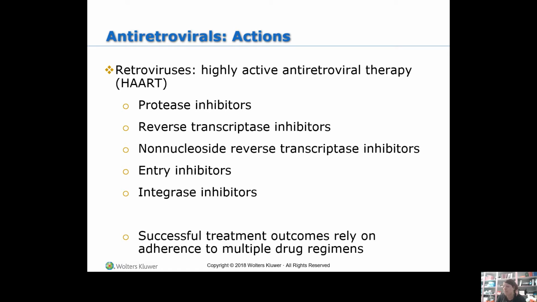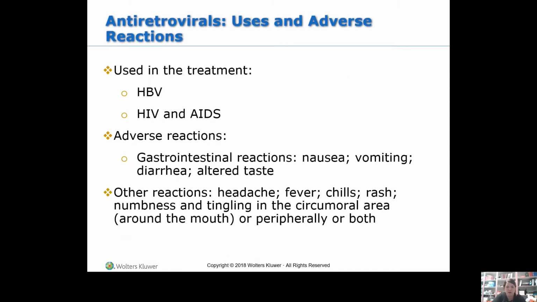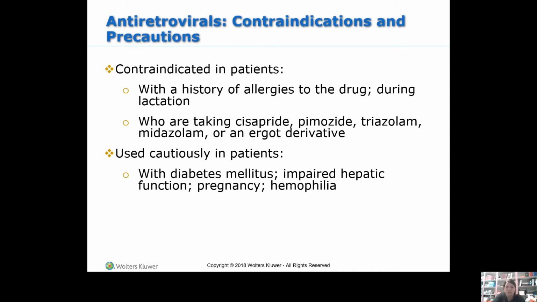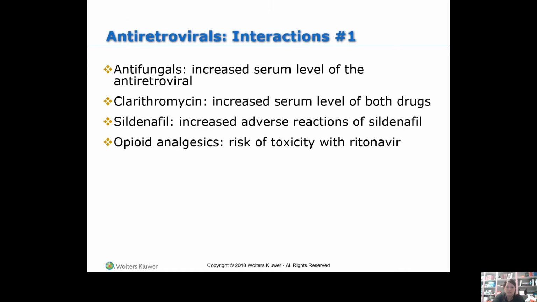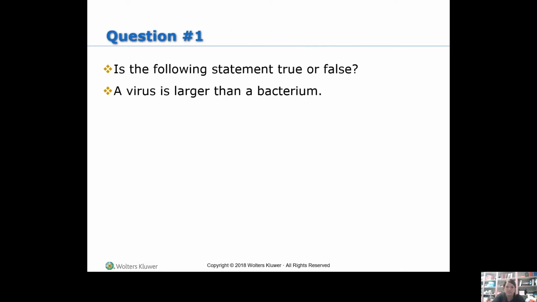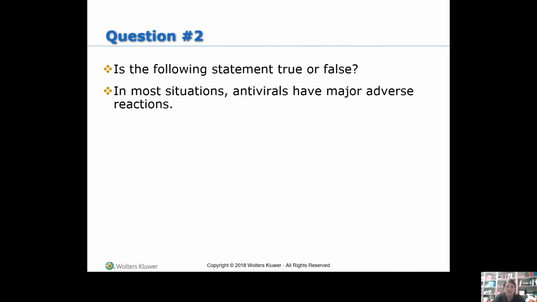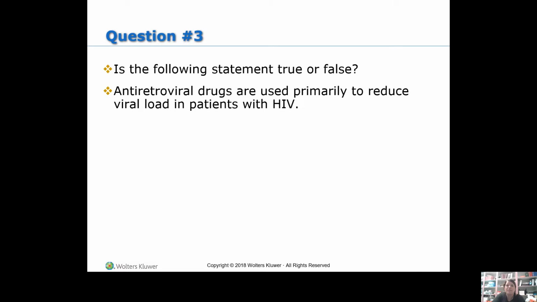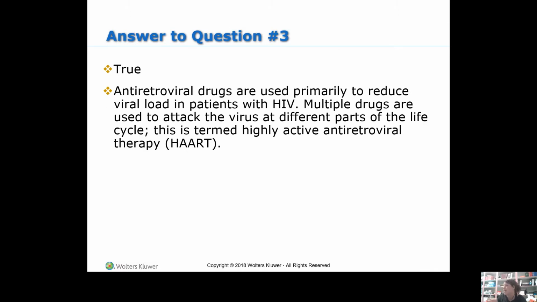And then as far as your nursing alerts go, look at a few things on here. So I already told y'all that antiretrovirals treat HBV, HIV, and AIDS. So when you're teaching your patients, it's not on there. You just have to make sure that you're gathering that information from them appropriately.